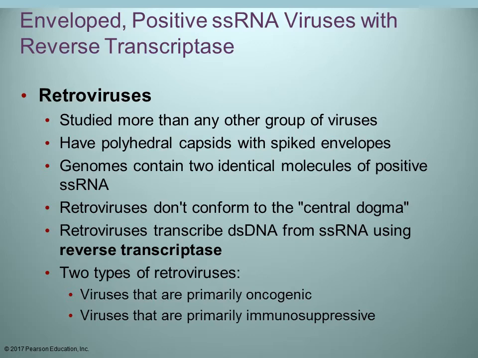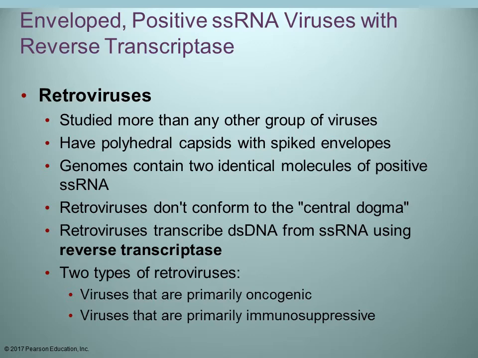Retroviruses. These viruses are positive single-stranded RNA viruses. They do contain an enzyme called reverse transcriptase. They are a group of viruses that have been very highly studied. They do have capsids. They also have spiked envelopes around them. The genomes contain the positive RNA.